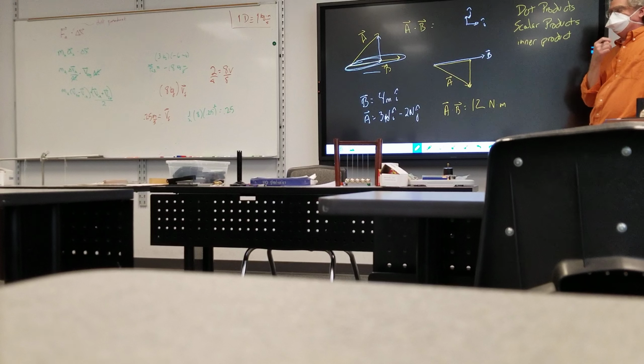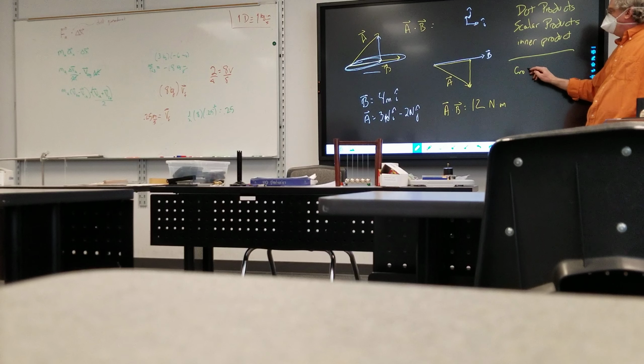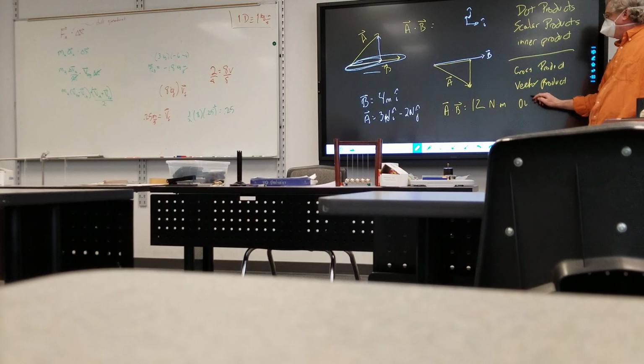Cross product, we'll go into more detail later, but with a cross product, you multiply the perpendicular parts, and you do get a vector in the end. So the cross product, also known as a vector product, also known as an outer product. You end up multiplying the perpendicular parts, whereas here you multiply the parallel parts.